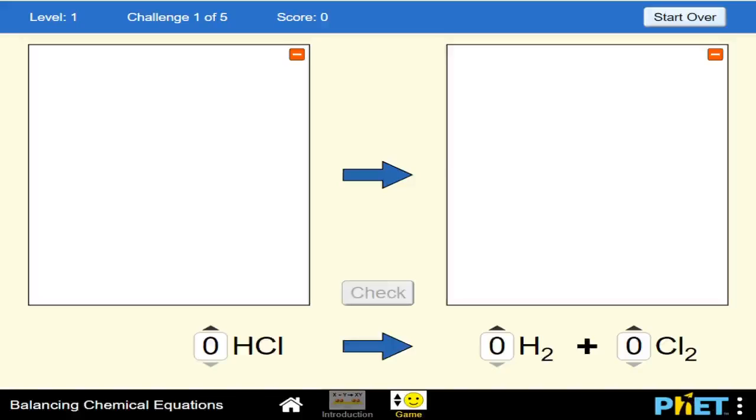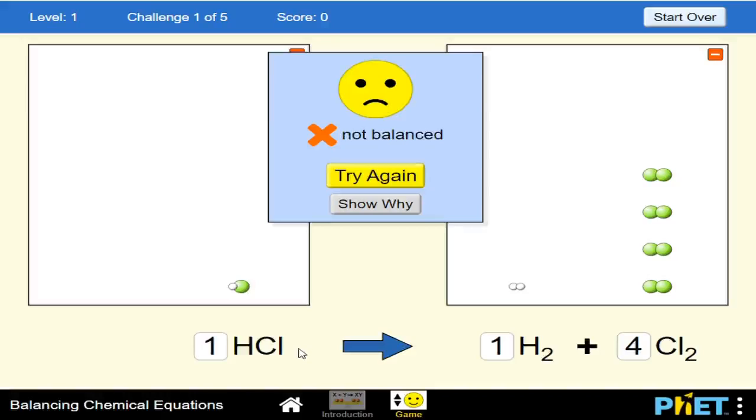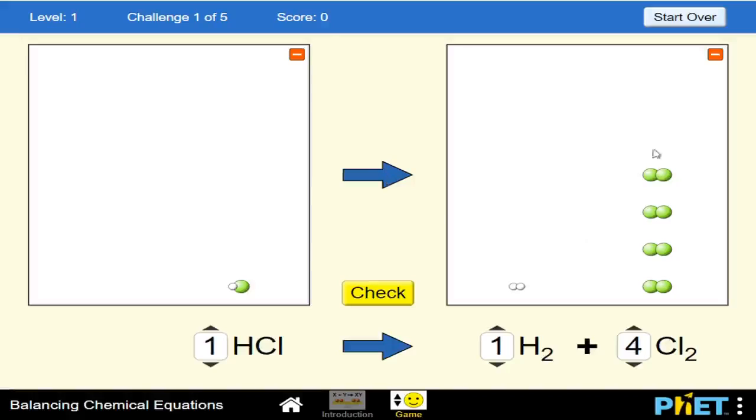Each level, it gives you 5 different chemical reactions to balance. It will give you a random one that it thinks is easy, medium, or hard. And you need to change those coefficients until you think you have a balanced reaction. If you get it wrong, it will let you know. You can try it again, or it will show you the correct answer. Of course, as your teacher, I hope that you try again until you get it correct.